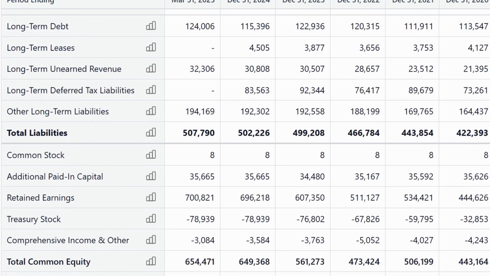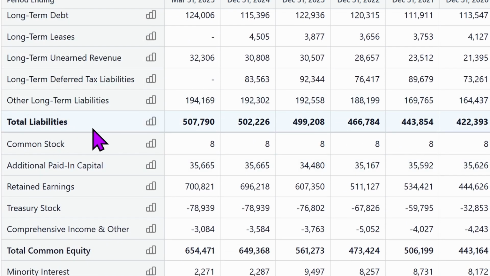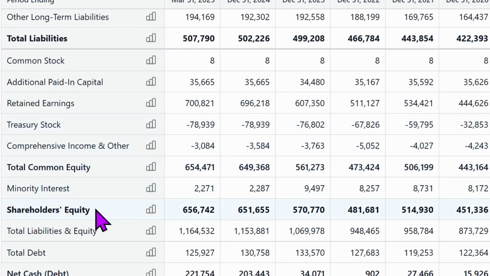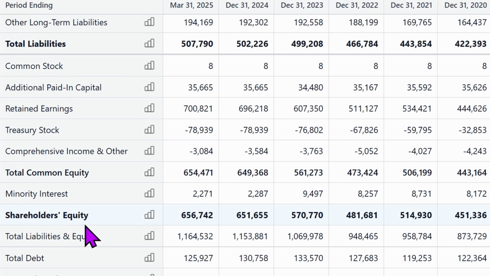And as I scroll down, the second part of the balance sheet is going to be liabilities. And as the name might imply, the liabilities include all of the monies owed to creditors. And then the third part of the equation is the shareholders' equity. This is money funded by past earnings and through shares outstanding.